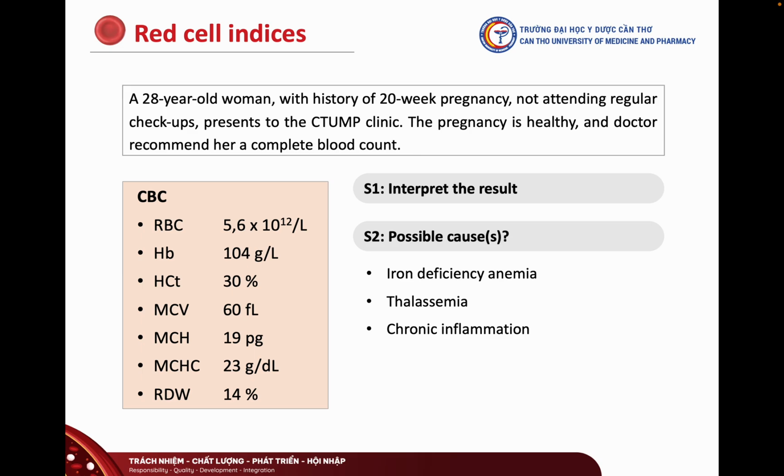Chronic inflammation is less likely. She is young, has no chronic illness, and shows no sign of systemic inflammation. Now, that leaves us with iron deficiency anemia and thalassemia. Here's where it gets tricky. Pregnancy, especially during the second trimester, is a stage where iron demand increases significantly. And many women may already have low iron stores before. So iron deficiency is very common in pregnancy. But here is also the challenge.